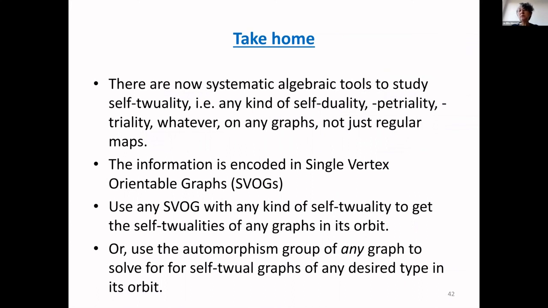So the take home here is that there are now systematic algebraic tools to study self-twuality, getting any kinds of self-duality, petrality, triality, whatever, on any graphs, not just regular maps. That information is encoded in single vertex orientable graphs. You really only need to study one vertex graphs. And you can use one vertex graphs with any kind of self-twuality to get the self-twualities for any of the graphs in their orbits. Or forget the one vertex graphs, just grab the automorphism group of any graph to solve for self-twual graphs to get the desired type of duality in its orbit.